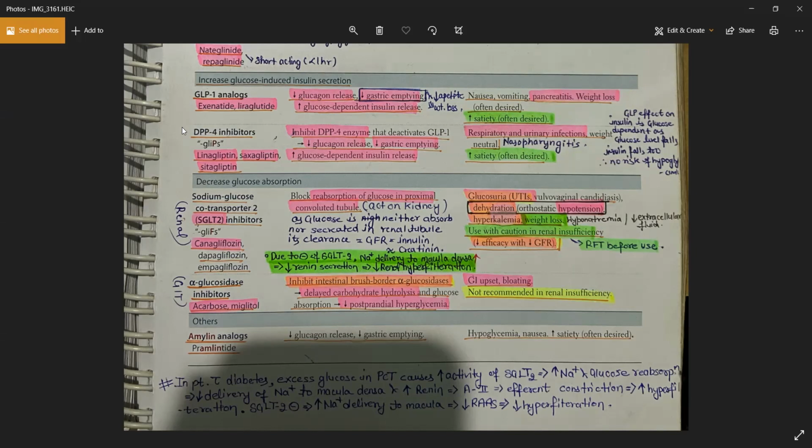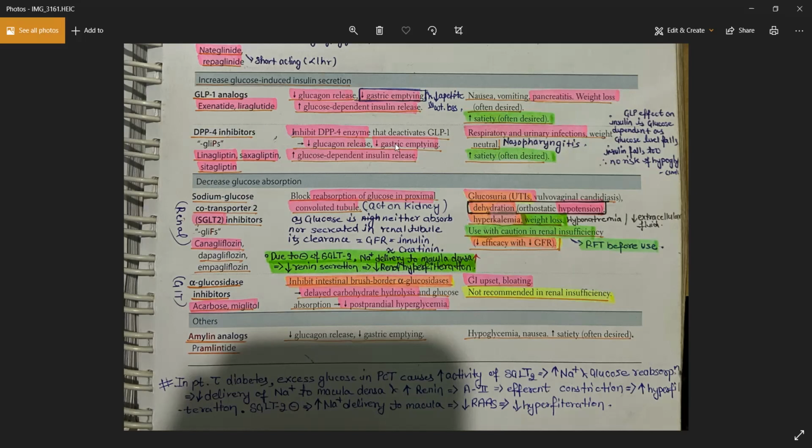Second ones are the DPP4 inhibitors. DPP4 is the enzyme that basically metabolizes this GLP-1. So GLP-1 undergoes metabolism by this enzyme DPP4. To promote increased levels of GLP-1, you need to inhibit the DPP4, which is done by the drugs linagliptin, saxagliptin, and sitagliptin. Every drug has the name gliptin in it. They inhibit the enzyme DPP4 so that the GLP-1 could be activated, right?